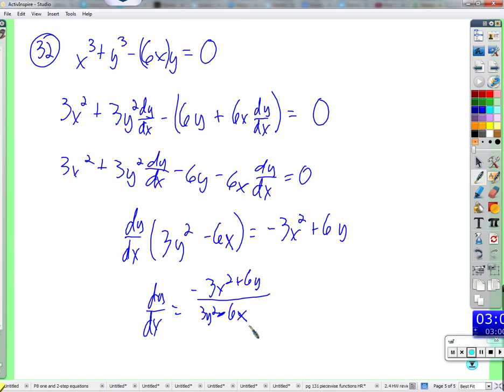Question. So where did the second dy dx go? Well, I did two things at once. I subtracted 3x squared and added 6xy to both sides. That leaves 3y squared dy dx minus 6x dy dx on the left side. And at the same time, I factored out the dy dx. Okay.